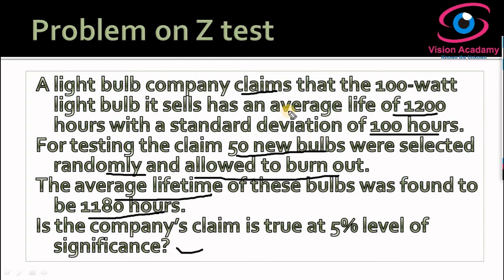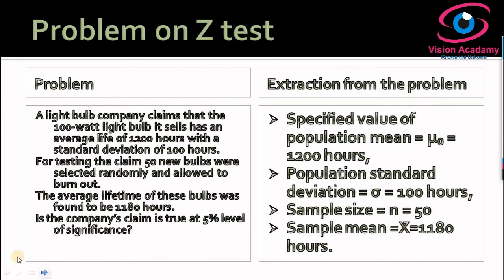The company is claiming that their 100 watt light bulbs it is currently selling have an average life of 1200 hours with 100 hours of standard deviation. We have to test that claim, whether the claim is true. To test this claim, we have to derive the information that we want to apply to the formula. So the company is claiming a 100 watt light bulb has an average life of 1200 hours.